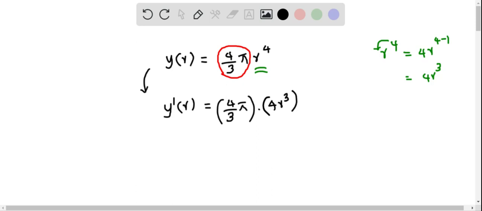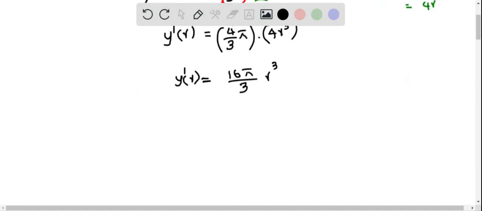We can simplify this by multiplying this 4 with 4. So therefore this becomes 16π/3 r³. And this is the derivative of y of r. That is the first derivative of y of r. Now let's find the second derivative by differentiating both sides with respect to r.